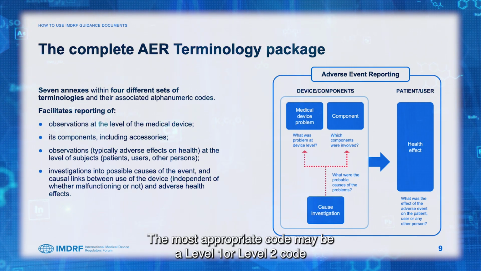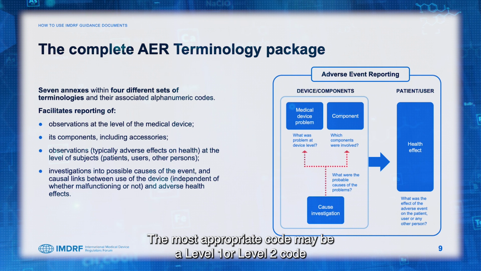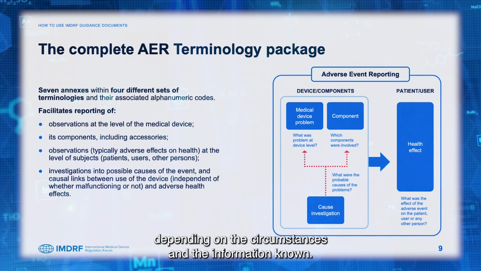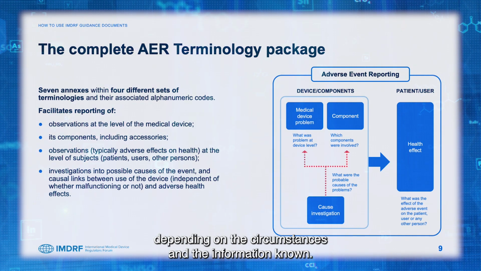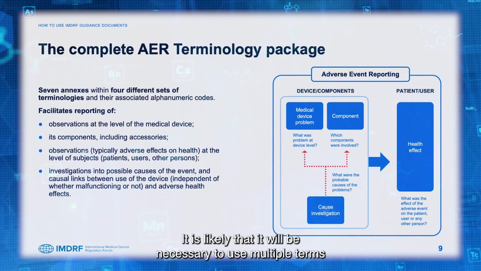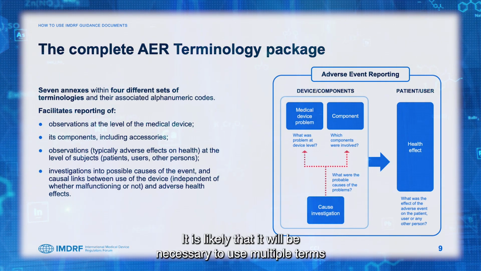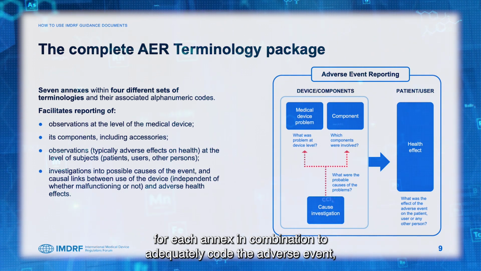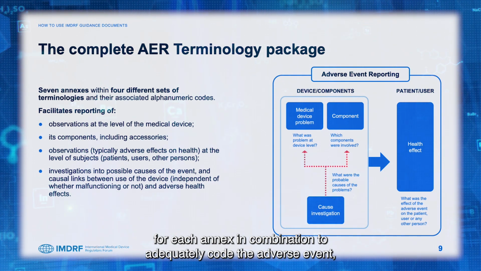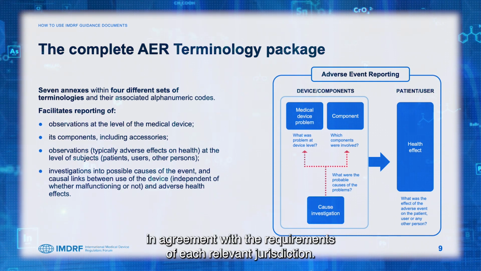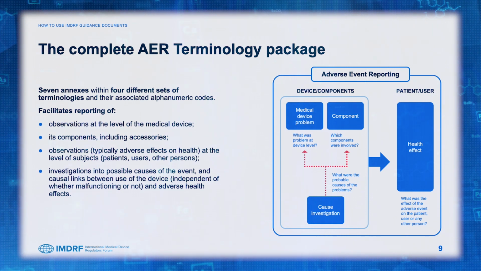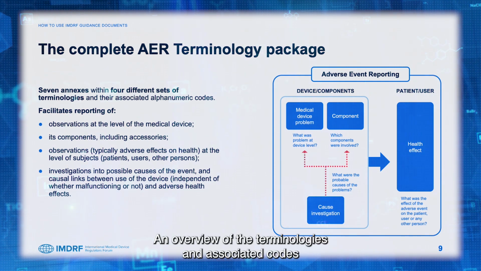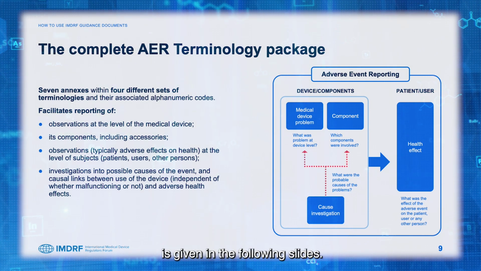The most appropriate code may be a level 1 or level 2 code, depending on the circumstances and the information known. It is likely that it will be necessary to use multiple terms for each annex in combination to adequately code the adverse event, in agreement with the requirements of each relevant jurisdiction. An overview of the terminologies and associated code is given in the following slides.